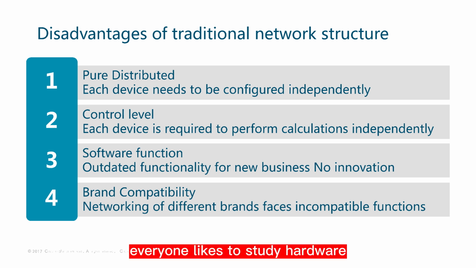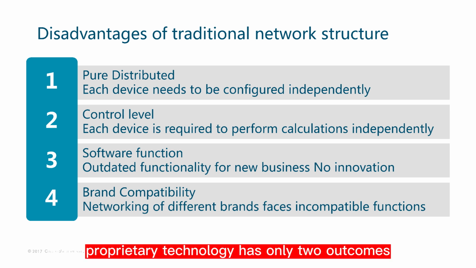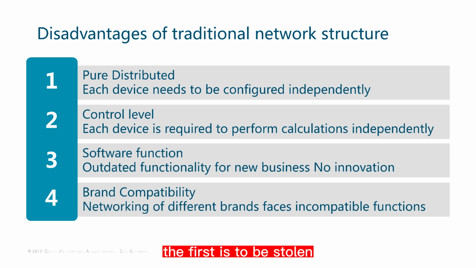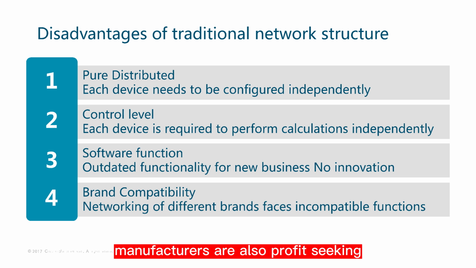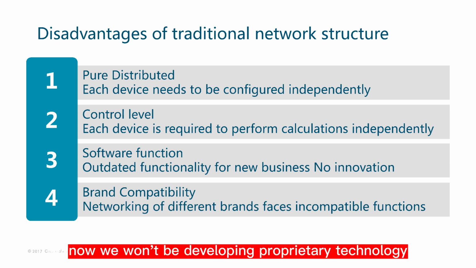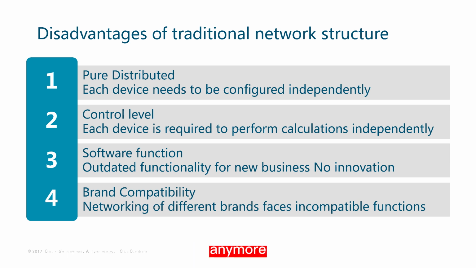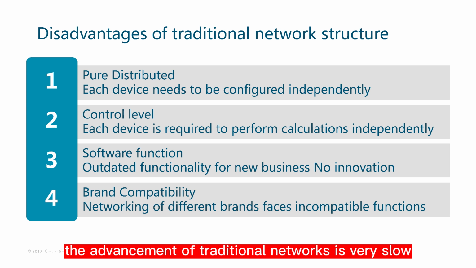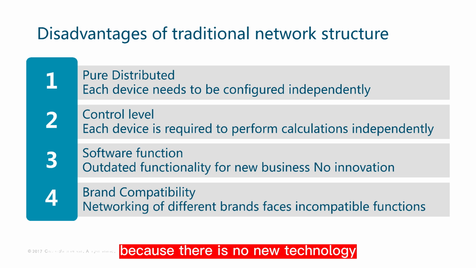Everyone likes to study hardware. Everybody knows proprietary technology has only two outcomes. The first is to be stolen. The second is useless. So it's not worth it. Manufacturers are also profit-seeking and must put the economy first. Now we won't be developing proprietary technology anymore. You will find many factors combined. As a result, the advancement of traditional networks is very slow, because there is no new technology.